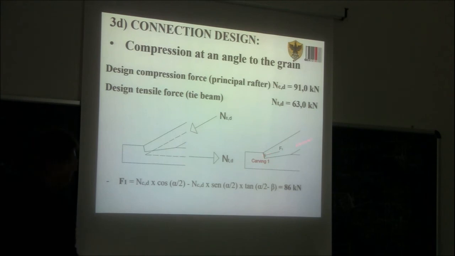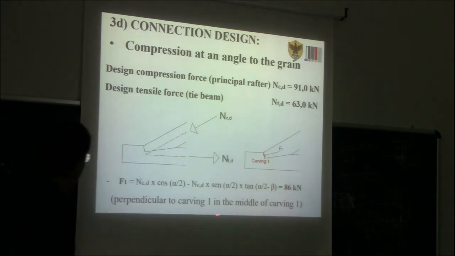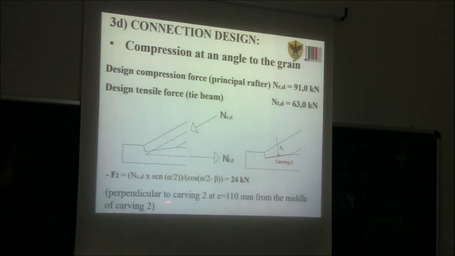So F1, which is the compression force applied perpendicular to carving 1, by using the formula that we saw before, is basically 86 kN. Quite big. And it's perpendicular to carving 1 in the middle of carving 1. Instead, F2, by using the other formula, is 24 kN. And it's applied not right here in the middle, but if you remember, it's applied at the third of the breadth. So perpendicular to carving 2 and at an eccentricity of 110 mm from the middle of carving 2.